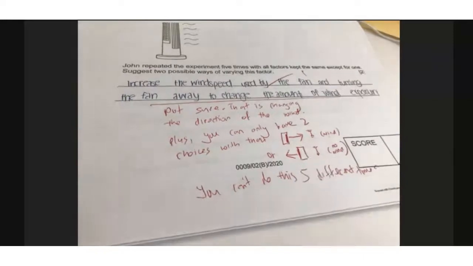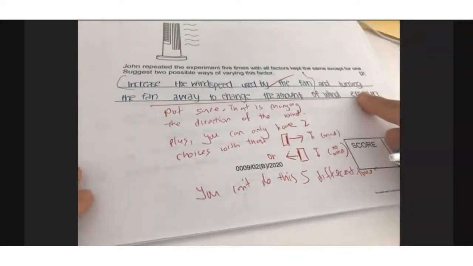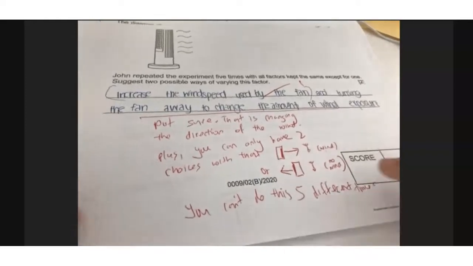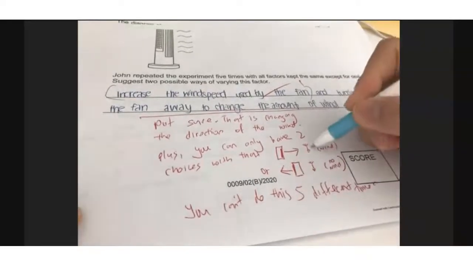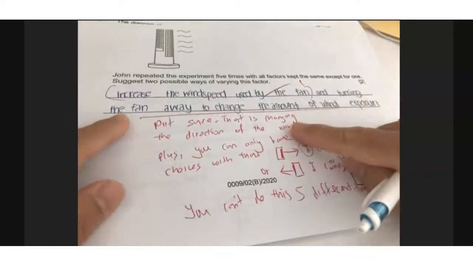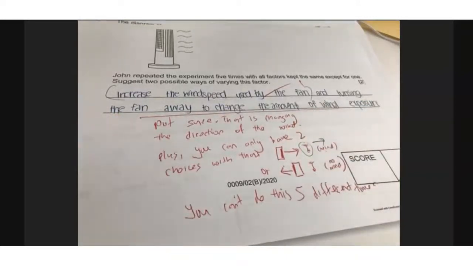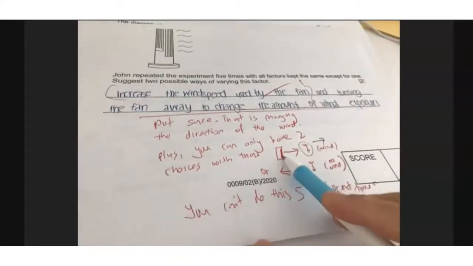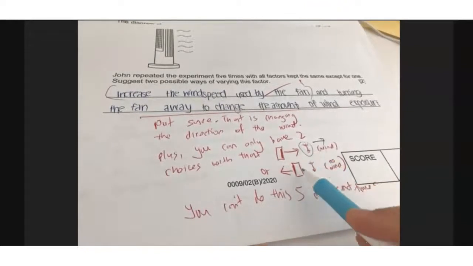This is an interesting alternative. Now, the first one is used by many students, very good, right? Increase the wind speed or decrease the wind speed. The second one here, turning the fan away to change the amount of wind exposure. Now, of course, I show you a diagram here, right? If you want this seed to travel and you measure how far it travels, if you're going to talk about changing the direction of the fan, you can only do one or two things. First one, let the fan blow at this seed. Second thing, turn the fan away so it doesn't blow at this.